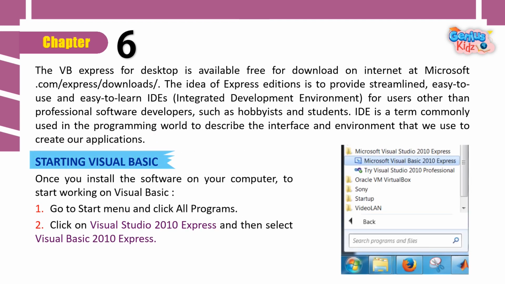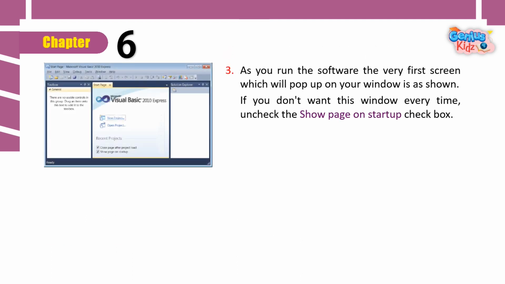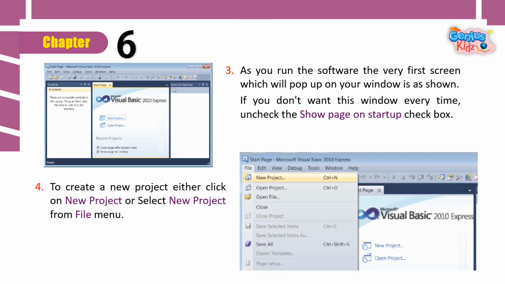Starting Visual Basic. Once you install the software on your computer, to start working on Visual Basic: 1. Go to the Start menu and click All Programs. 2. Click on Visual Studio 2010 Express and then select Visual Basic 2010 Express. 3. As you run the software, the very first screen which will pop up on your window is as shown. If you don't want this window every time, uncheck the Show Page on Startup checkbox. 4. To create a new project, either click on New Project or select New Project from the File menu.